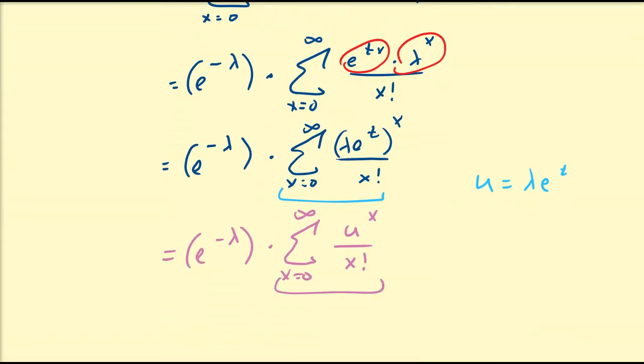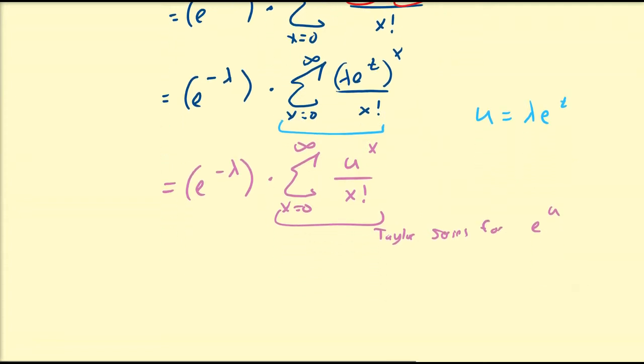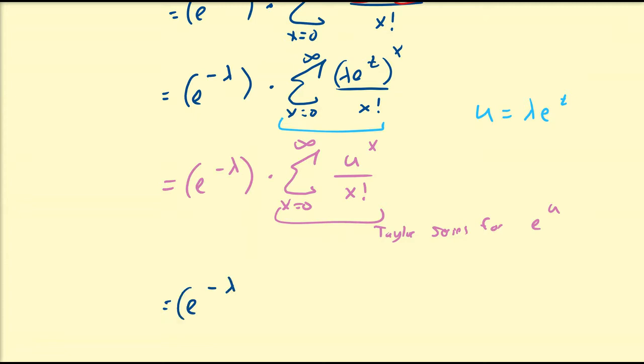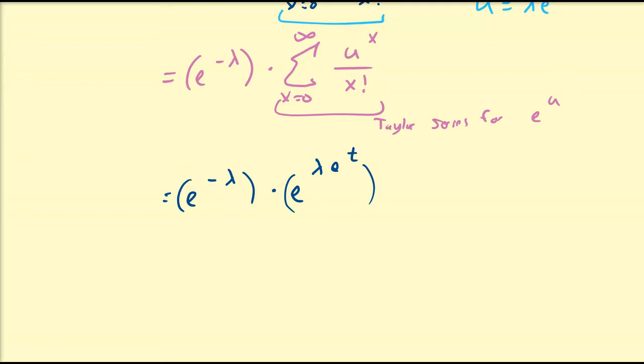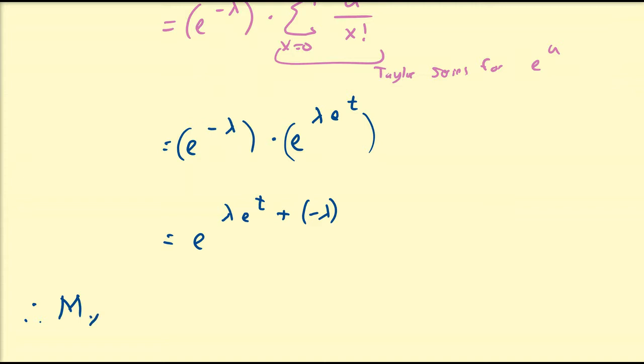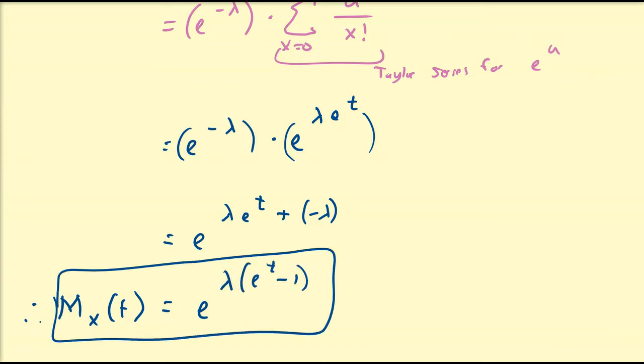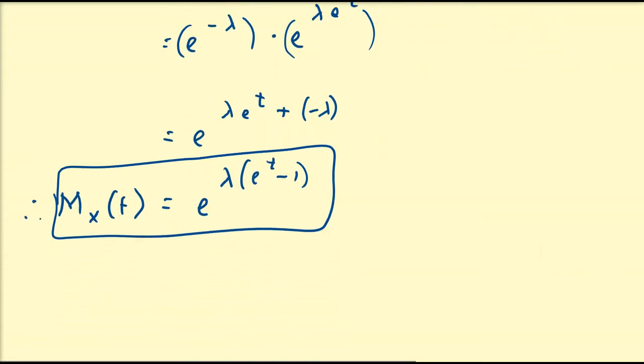And you should recognize this as the Taylor series for e to the u. So this is equal to e to the minus lambda multiplied by e to the u, where u is lambda e to the t. These have the same base, so I can combine them: e to the lambda e to the t plus negative lambda. Moreover, we can factor out a lambda to find that this is equal to e to the lambda times (e to the t minus 1). So this is the moment generating function for a Poisson random variable.